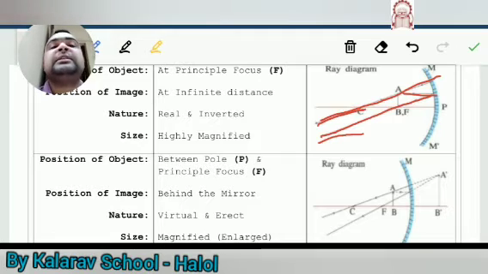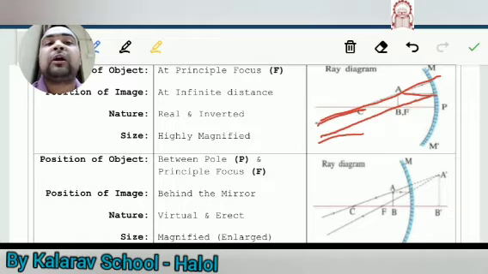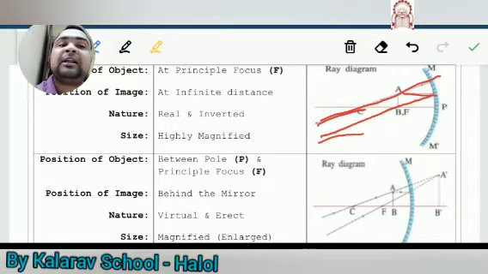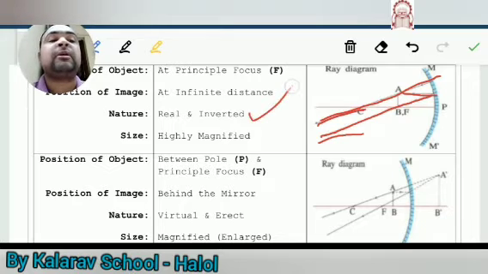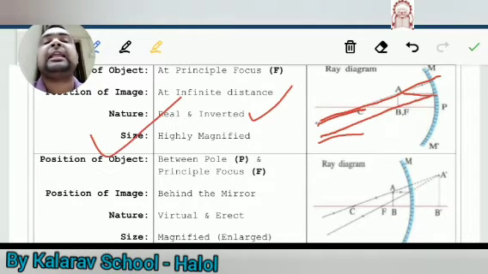Okay, so if you consider them, then after the reflection both look almost parallel. This is considered the fifth case. So whenever you place the object at the principal focus, you will never get the intersection of the rays. It means that your image will be formed at an infinite distance. We discussed a little while ago, if the object is very far, the rays coming from the object are considered parallel. Here the rays look parallel, so the image is formed at infinite distance. Again it is formed in front of the mirror, so it will be real and inverted, and it is highly magnified.